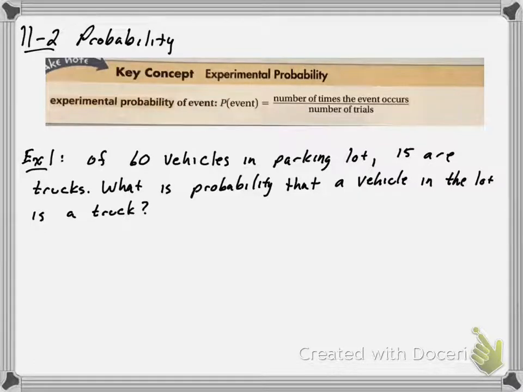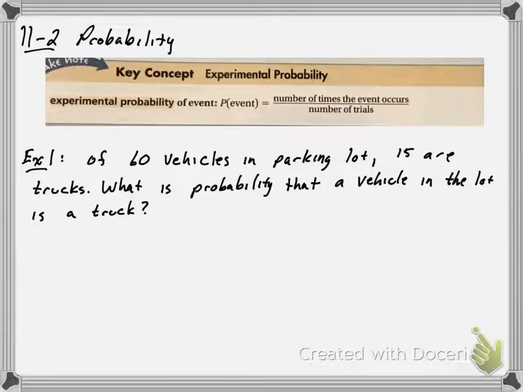11.2 is about probability, and I have the formula for experimental probability up there, and it's the number of times an event occurs over the number of trials. Really, what probability comes down to is what you want to happen over the total number, always, no matter what, experimental, hypothetical, theoretical, whatever you're talking about.